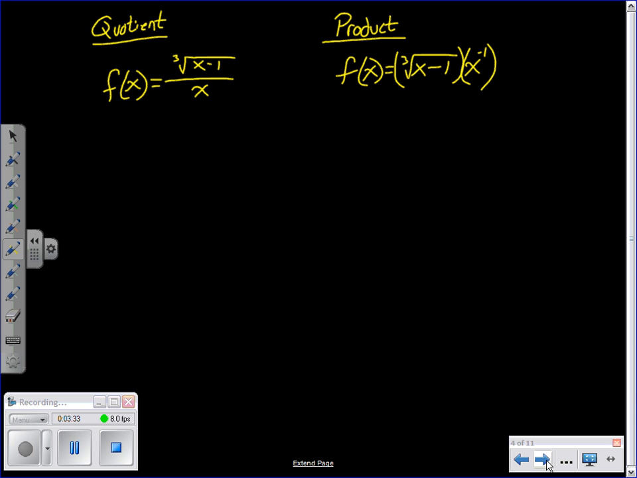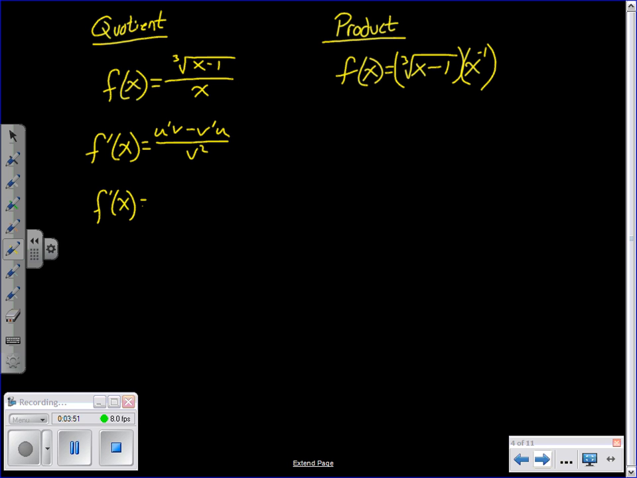Let's take another example here. Say I have the cube root of x minus 1 divided by x, and I wanted to find that using quotient rule. So I could say f prime of x is equal to u prime times v minus v prime times u all over v squared.